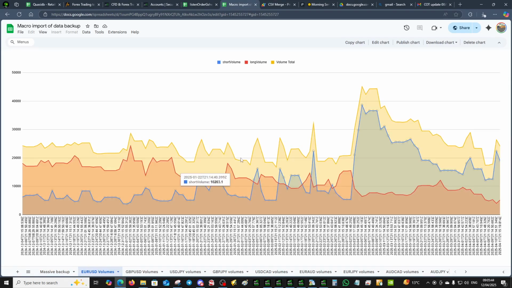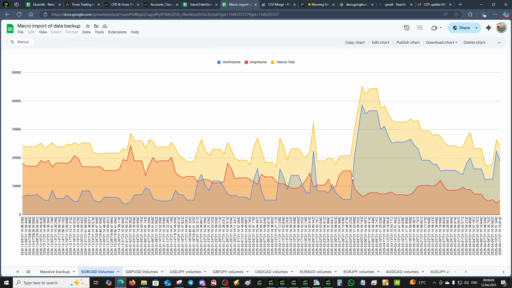Things to do is to look for the crossovers. So what you want is divergence. If the short volume exceeds the long volume, it tells us that they're more short than they're long, so we should be looking to buy. So there's the buy trigger for EU. Okay, that's fine. We had a divergence here, so that's okay.